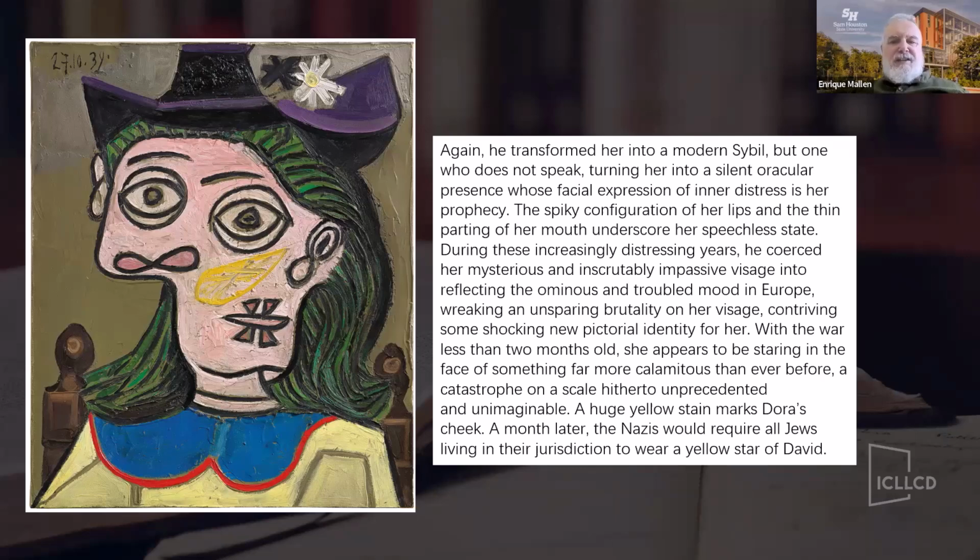During these increasingly distressing years, he coerced her mysterious and inscrutable impassive visage into a reflection of the ominous and troubled mood in Europe, wreaking an unsparing brutality on her visage, contriving some shocking new pictorial identity for her. With the war less than 2 months old, she appears to be staring at the face of something far more calamitous than ever before, a catastrophe of a scale hitherto unprecedented and unimaginable. A huge yellow stain marks Dora's cheek. A month later, the Nazis would require all Jews living in their jurisdiction to wear a yellow Star of David.